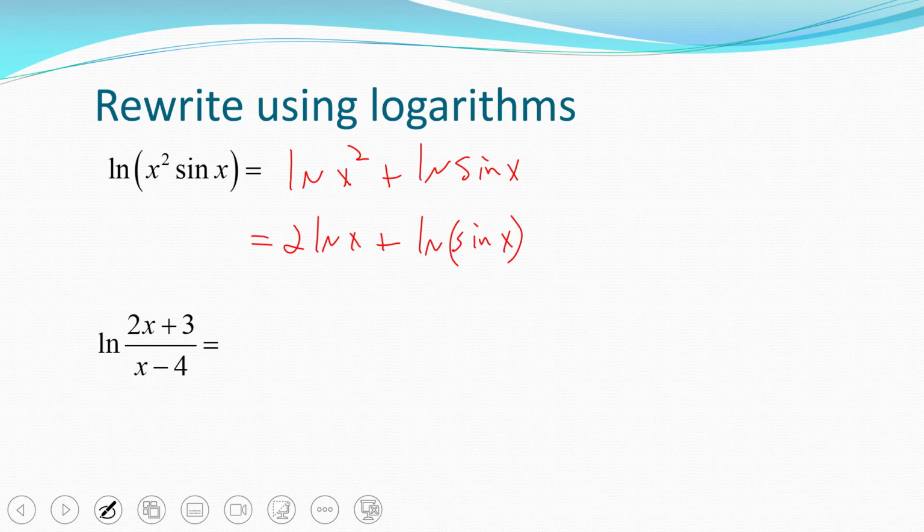Do it again here. The natural log of 2x plus 3 divided by x minus 4. That would then be the natural log of 2x plus 3 minus the natural log of x minus 4. Here, the parentheses are necessary because without them, it's not clear what the natural log applies to. So with the parentheses, it's now clear the natural log is applied after you take 2x plus 3. Good. So that's rewriting logarithms. We're going to need that skill to make differentiation a little easier for us.